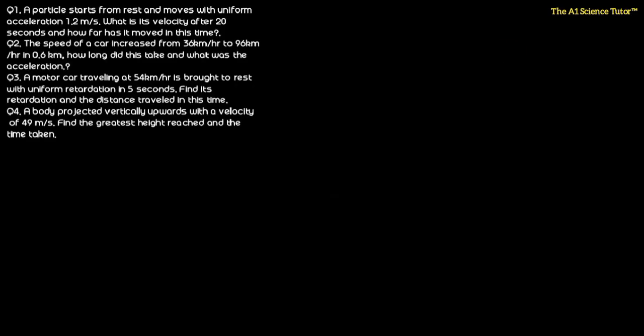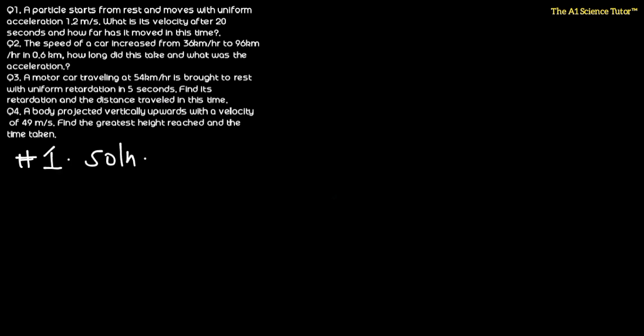Now here are 4 questions which we want to look at under linear motion. So the first question says, a particle starts from rest and moves with uniform acceleration 1.2 meter per second. So that should be 1.2 meter per second squared. That is an error there. The question is, what is its velocity after 20 seconds and how far has it moved in this time? So we need to solve that using the equations of motion.